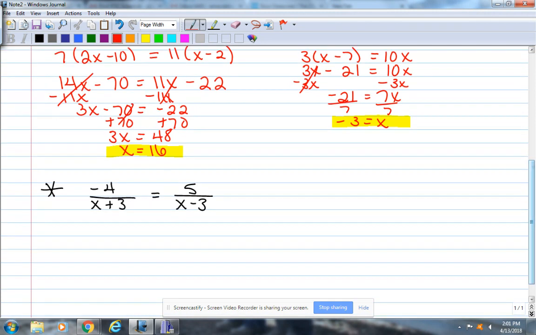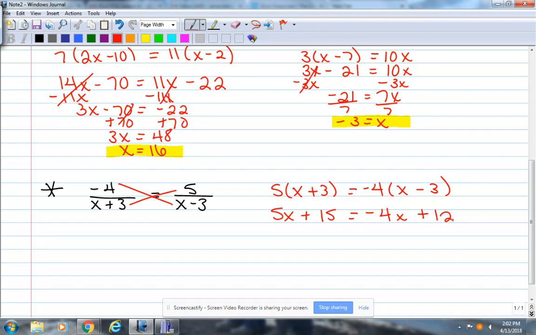5 times x plus 3 equals negative 4 times 3x minus 3. Okay. 5x plus 15 equals negative 4 times 3x plus 12. Then what do I do? And then you add your signs together. Add 4x to both sides. What's 4x plus 5x? 9x plus 15 equals 12.